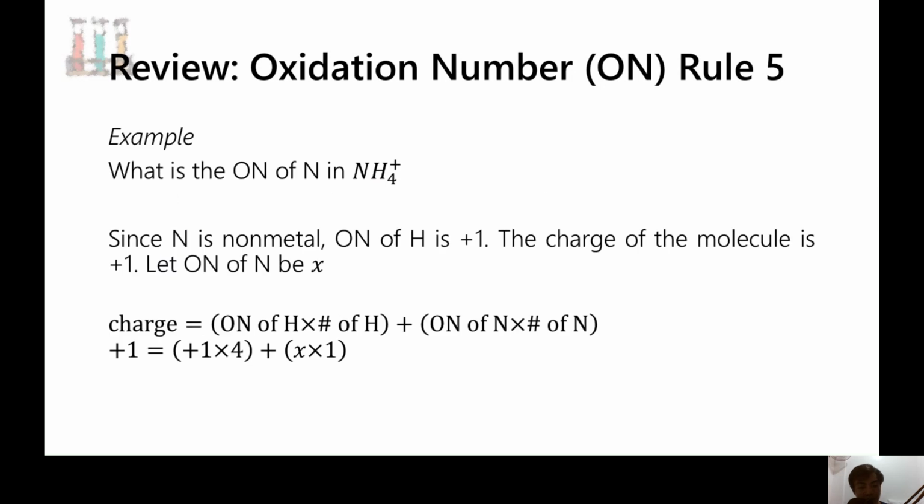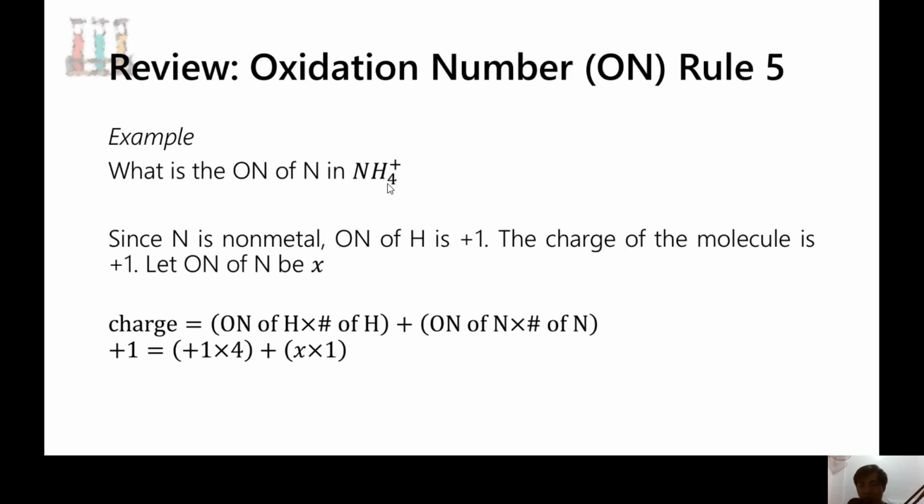So another example would be this one. What is the oxidation number of nitrogen in ammonium ion, NH4+? So what is the charge? Positive 1. Okay? So that means if we add all the oxidation numbers of the nitrogen atom and the 4 hydrogen atoms, pag pinag-add natin yan lahat, kailangan positive 1 yung net charge, yung total charge. Okay?